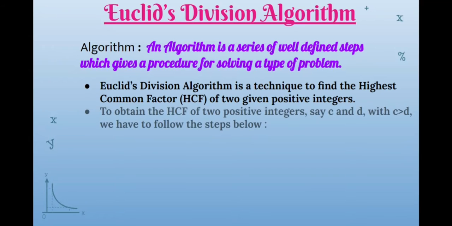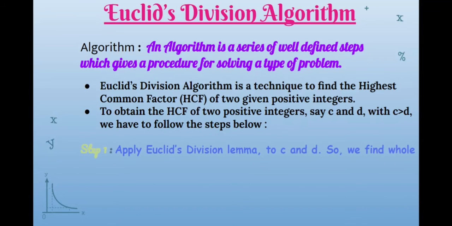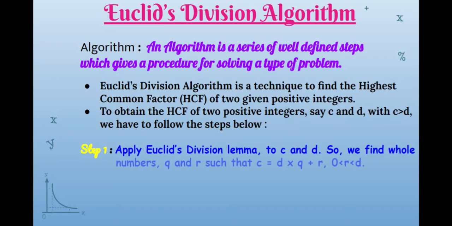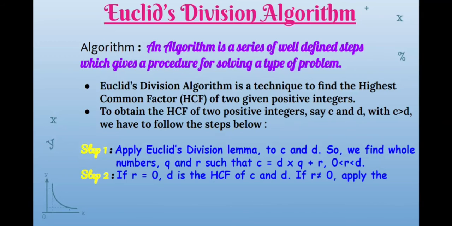To obtain the HCF of two positive integers, say c and d, with c greater than d, we have to follow the steps below. Step 1. Apply Euclid's division lemma to c and d, so we find whole numbers q and r such that c = d × q + r, in which r is greater than or equal to 0 and d is greater than r.